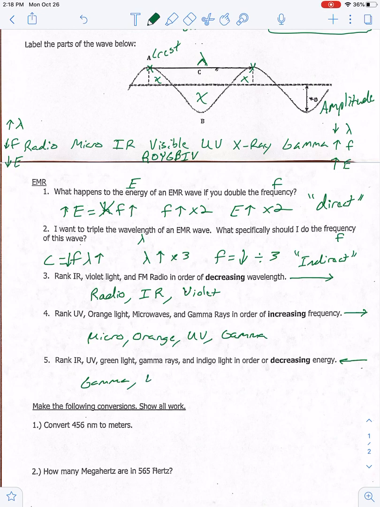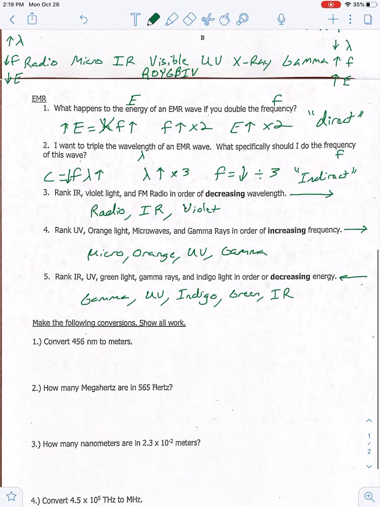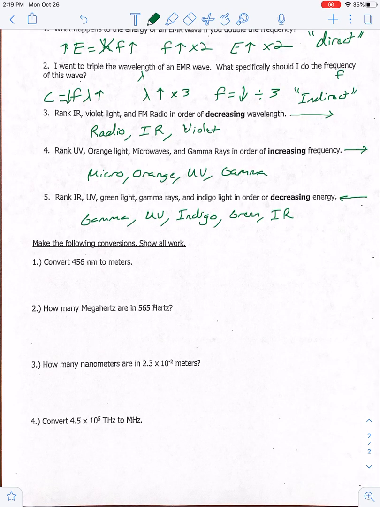Then UV would be my next one. Then I'm going to look at my indigo light and green light. Which one is further to the right? That would be my indigo, followed by green. And lastly, the furthest thing on the left would be IR. Okay, so please rewind that if you need to watch that again. You just need to know your EMR scale, and when it comes to ranking wavelength, frequency, and energy, which way it goes. Last thing is just a little bit of conversion, so this should be review.